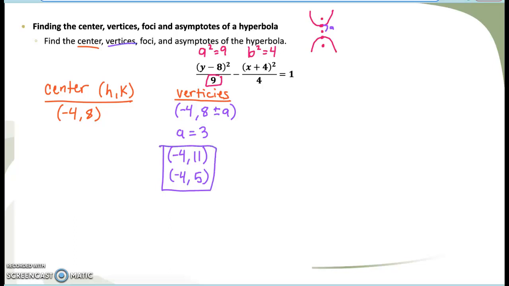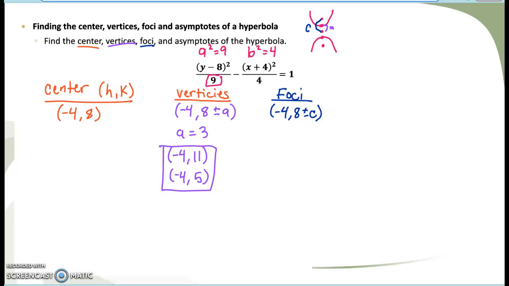So I've done my center and my vertices. Now let's go ahead and find my foci. My foci are c away from my center. That distance is c in the vertical direction again. So I'm going to end up with -4 and 8 plus or minus c.